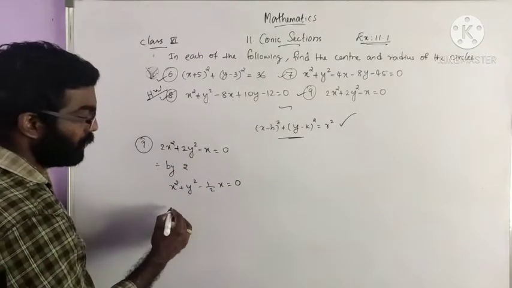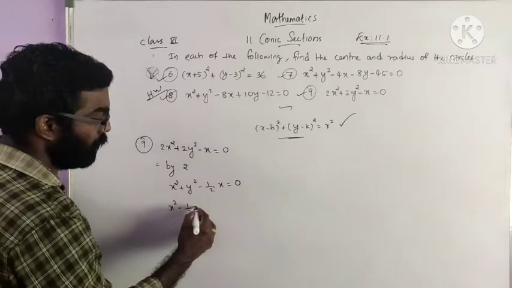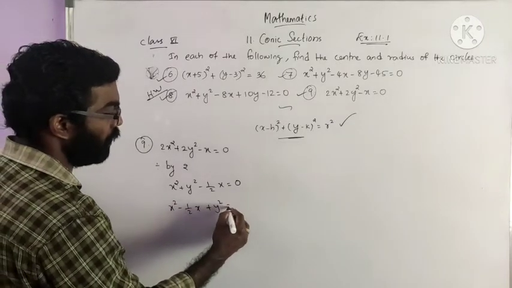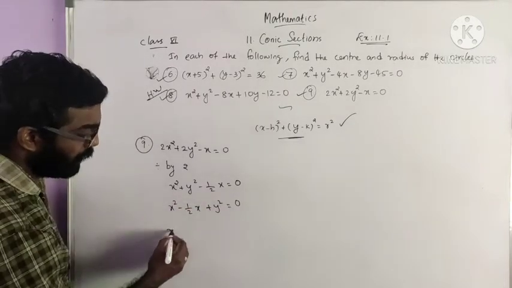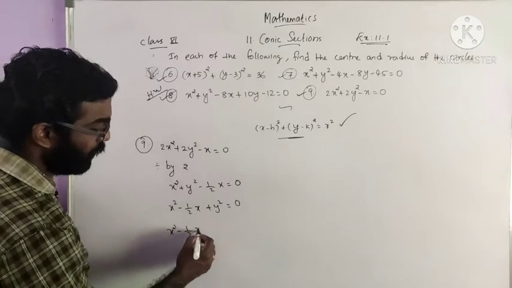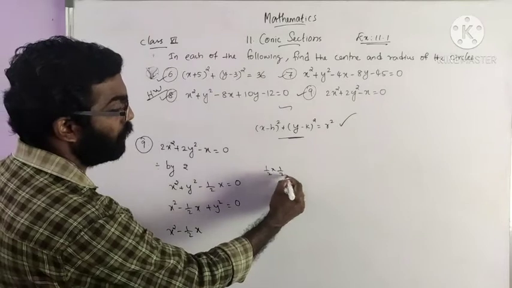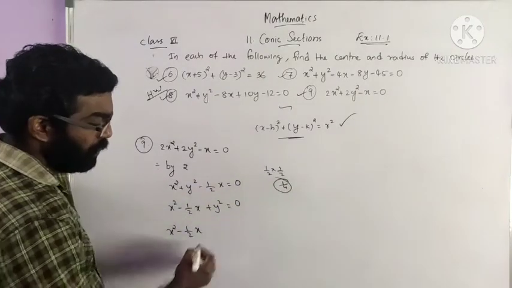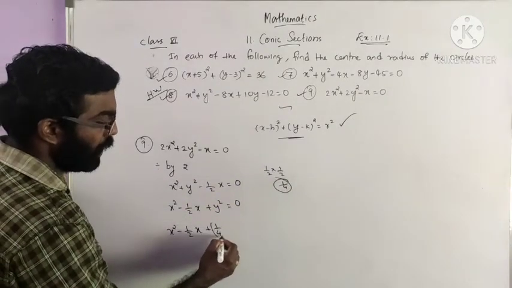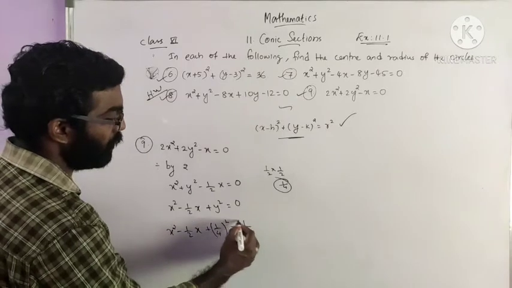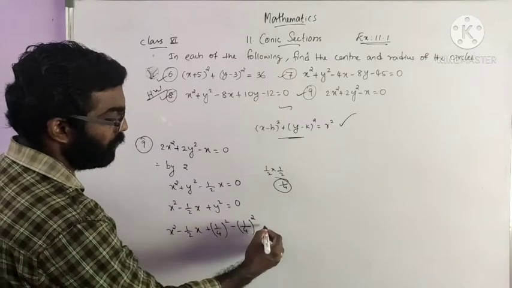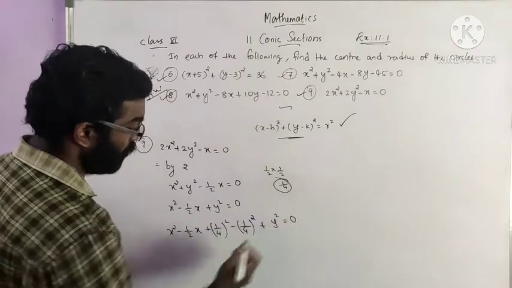Now we can collect the x terms. x square minus 1 by 2 x then plus y square equal to 0. That is x square minus 1 by 2 x then half of 1 by 2, that is 1 by 2 into 1 by 2, it is 1 by 4. We can add (1 by 4) the whole square and minus (1 by 4) the whole square. Then plus y square, which is equal to 0.